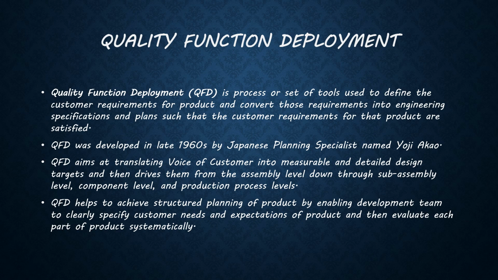Yoji Akao. Quality function deployment aims at translating the voice of customers into measurable and detailed design targets and then drives them from the assembly level down through the sub-assembly level, component level and production process levels. Quality function deployment helps to achieve structured planning of a product by enabling the development team to clearly specify customer needs and expectations of the product and then evaluate each part of the product systematically.